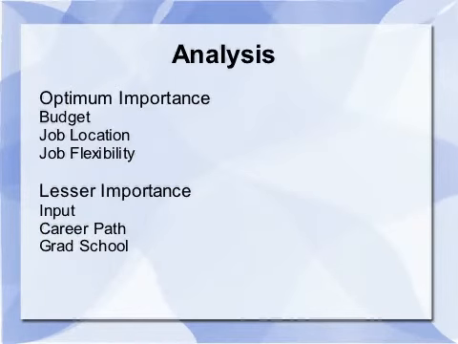From the analysis of this graph, we can extract the factors of optimum importance and factors of lesser importance. Kelly's budget will certainly decide where she can go and what she can do. Whether or not Kelly does get a job, its location and flexibility will also decide if she can travel or whether or not she needs to stay.